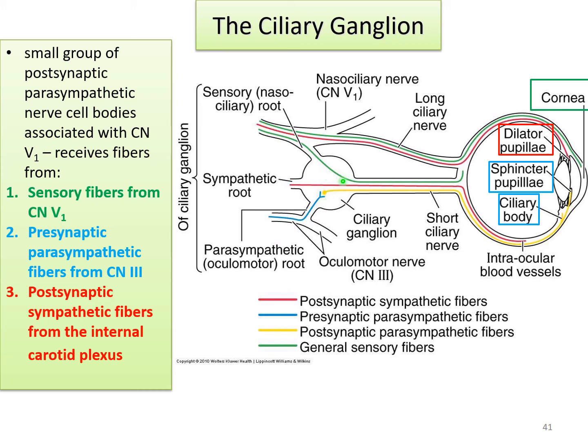And postsynaptic sympathetic fibers will run right through from the internal carotid plexus and go to intraocular blood vessels, for instance. And sympathetics also go to the dilator pupillae. Okay, so sensory fibers traverse the ganglion. Sympathetic fibers bypass or traverse the ganglion. And parasympathetic fibers synapse in the ganglion.